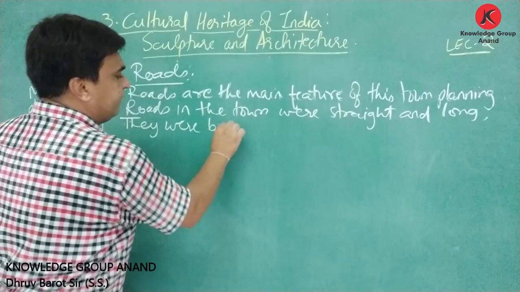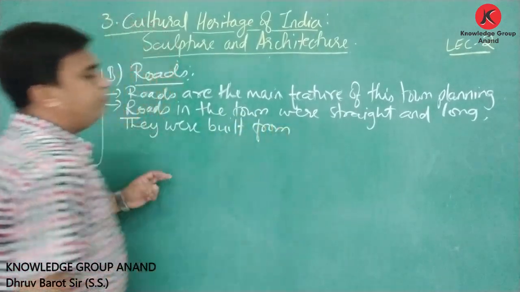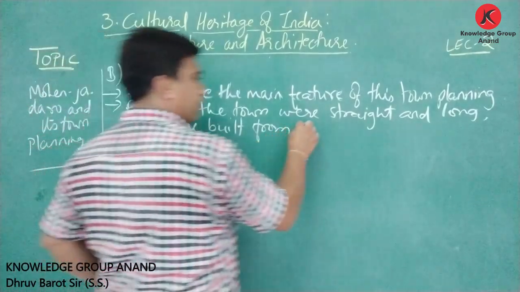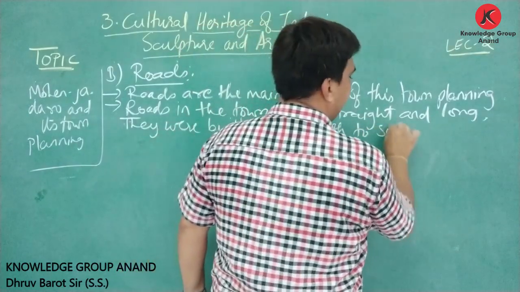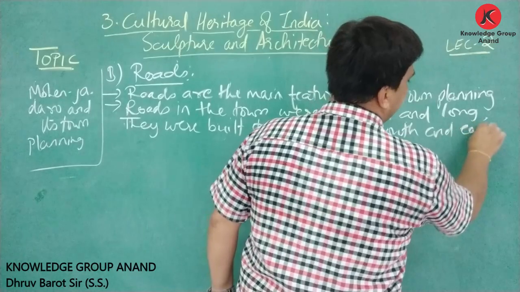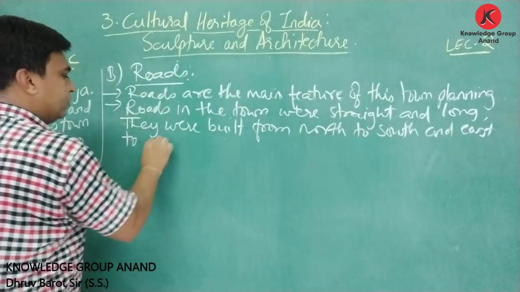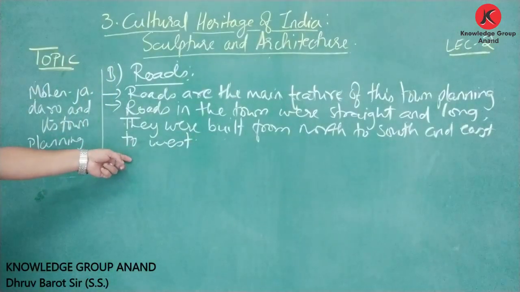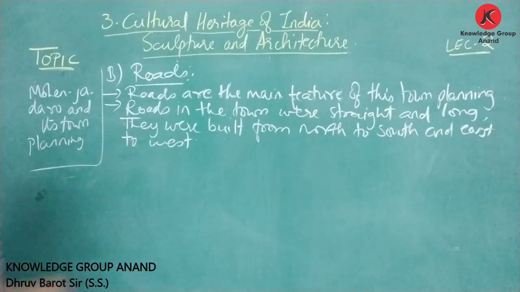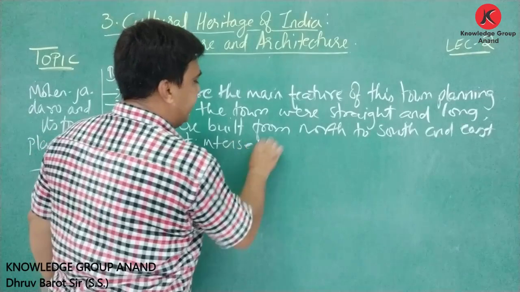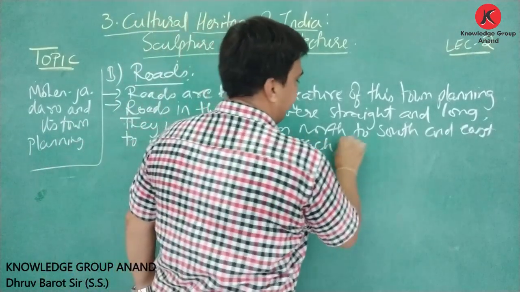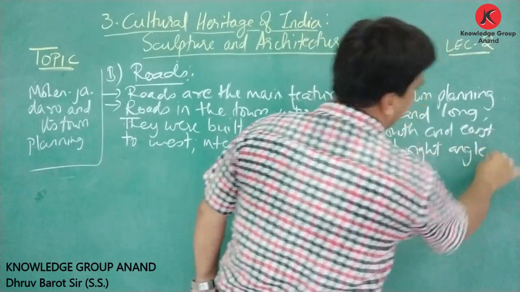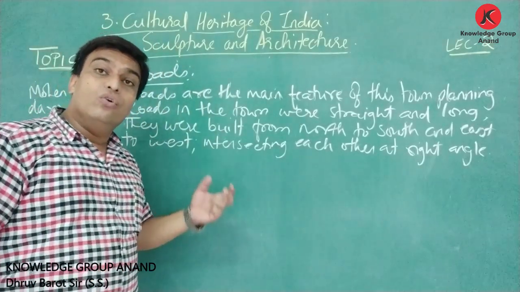They were built from north to south and east to west, intersecting each other at right angle. Friends, here it is said the roads were made in such a manner.